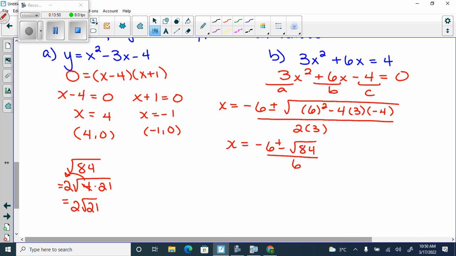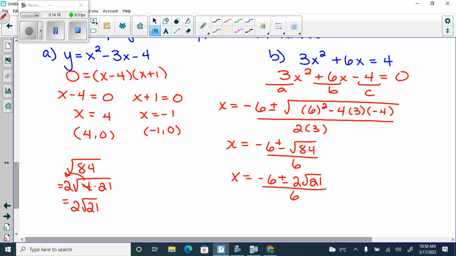Remember, you can check these. Because why? Because I'm saying root 84 equals root 4 times 21 equals 2 root 21, correct? So if I went root 84 and I went 2 root 21 into my calculator, they would give me the same decimal because they are the same thing. One is just simplified, one is not. So then I have x equals negative 6 plus or minus 2 root 21 over 6.